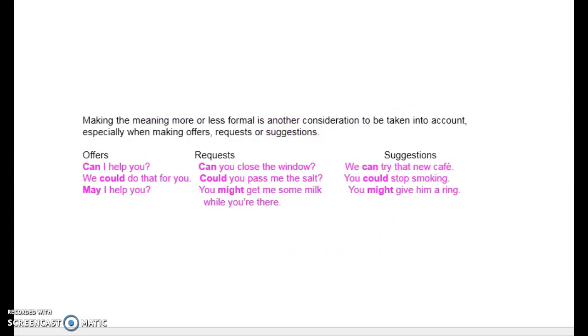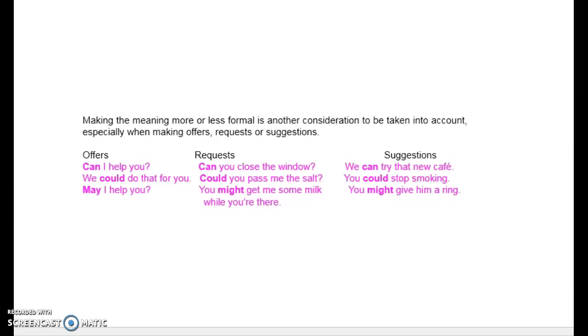The other thing that you have to bear in mind about modals is whether you can make the question or suggestion or request, whatever you want to say, more or less formal using different modals. So here you have offers, requests, and suggestions, and they go from less formal to most formal. For example, can I help you? Can you close a window? We can try that new cafe.